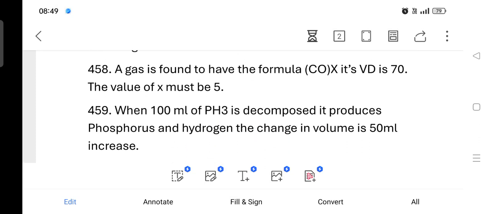A gas is found to have the formula COx. Its vapour density is 70. The value of x must be 5.